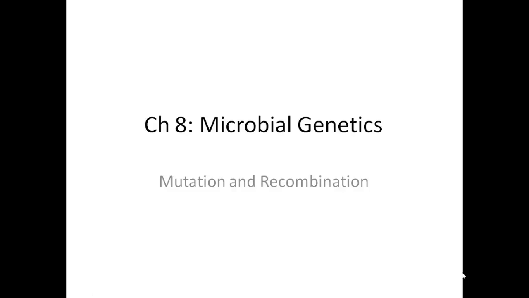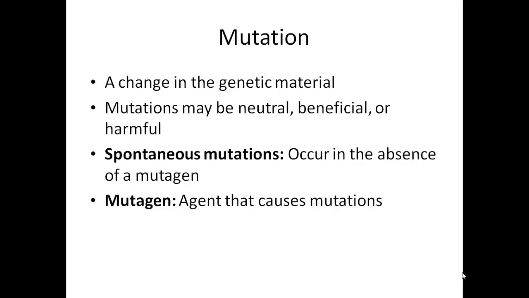Now that we have discussed how information is stored in the genetic material of cells and how that information is used to build proteins, we need to talk about how that information can be changed or altered through mutation and recombination. A mutation is simply a change in the sequence of nucleotides in the genetic material of an organism. Not all mutations are harmful. In fact, most are neutral and do not alter the structure of a protein. And occasionally, some mutations are even beneficial.